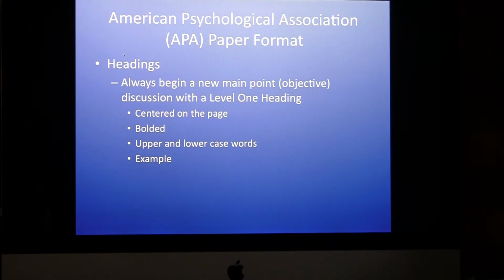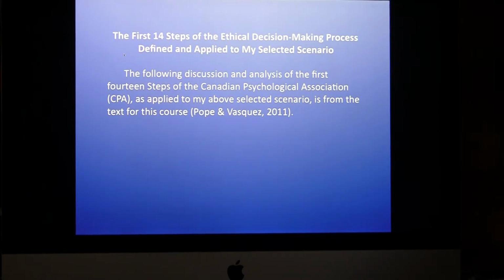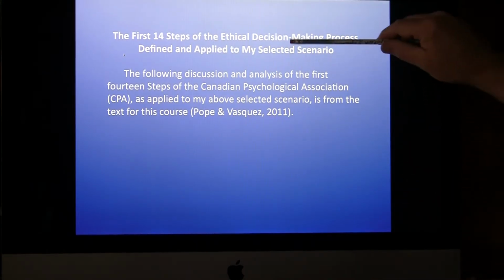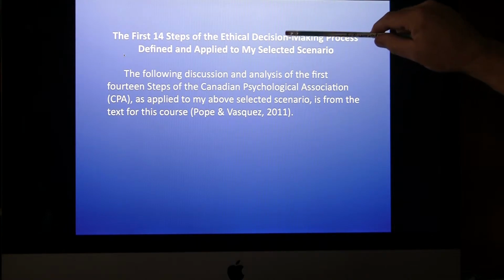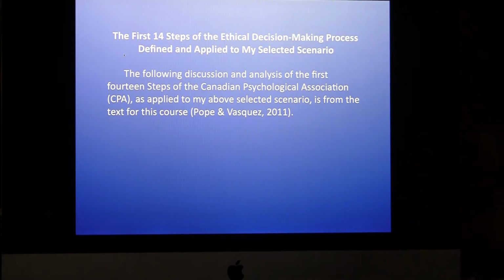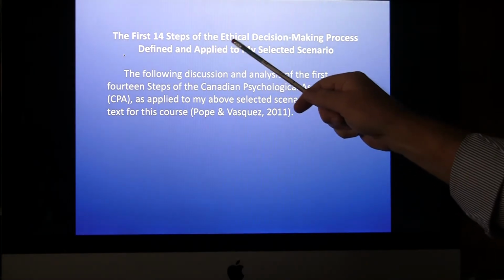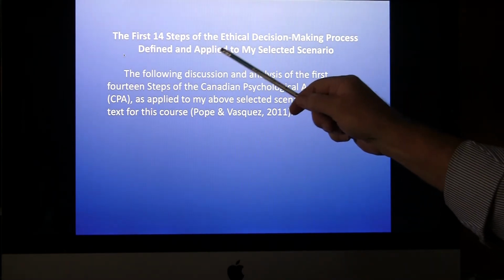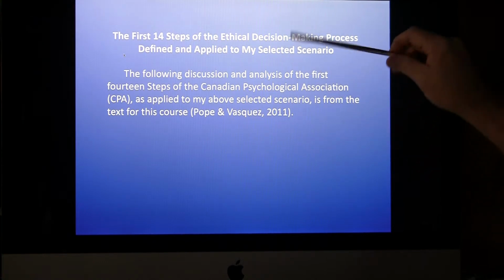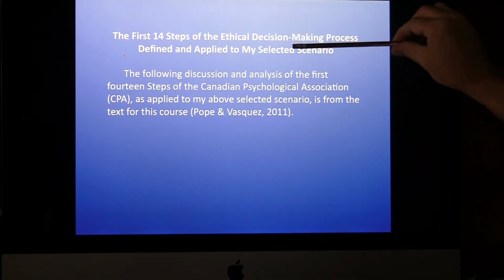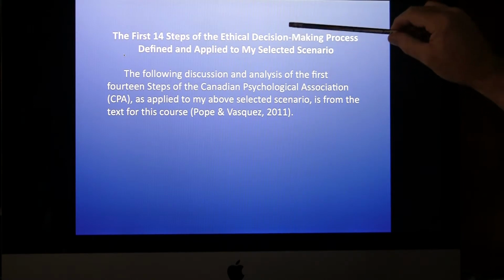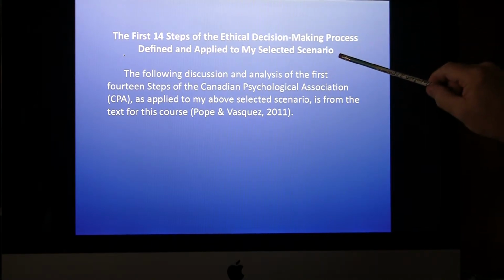Okay, so always begin a new main point or objective discussion with a level 1 heading. Level 1 headings are centered on the page, they're in bold, they consist of upper and lowercase words. Here's an example. Okay, so you'll notice that this is centered. This is an objective from your week 3 ethical decision-making paper, and it's the first 14 steps of the ethical decision-making process defined and applied to my selected scenario. This is an objective directly out of the scoring rubric. It's bold, it's centered, and you'll notice there's no period.